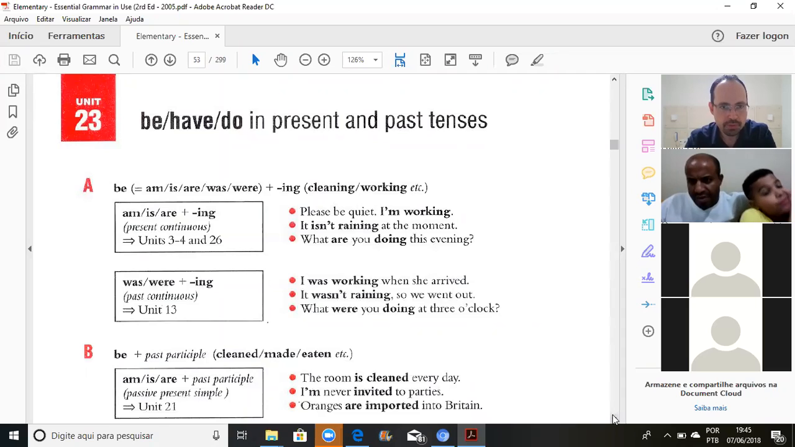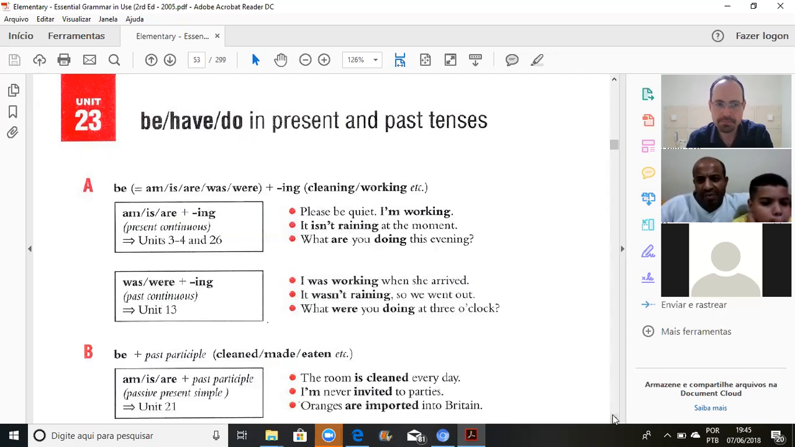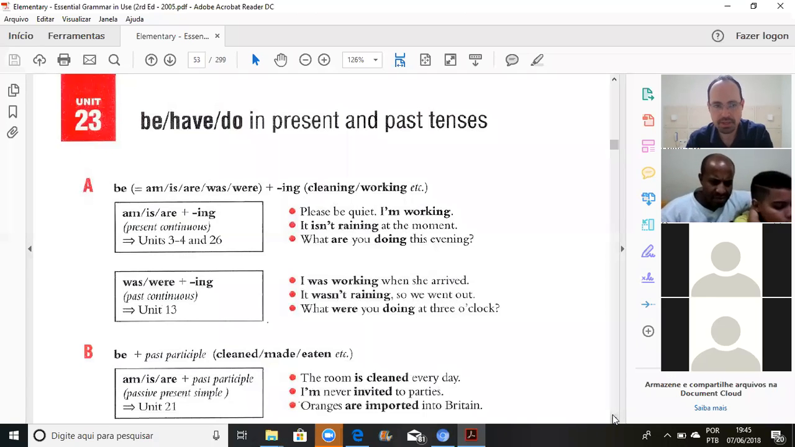Okay, Unit 23. The title of the unit, the title of the lesson is be, have, and do in present and past tense. Okay, so be, the verb to be, the first verb everybody learned when they are starting to study English. You use the verb to be almost for everything. If you are doing something, you have to use the verb to be. If you want to say who you are, you have to use the verb to be, and so on. So we are going to study this verb and the verb to have and the verb to do applied in different sentences.